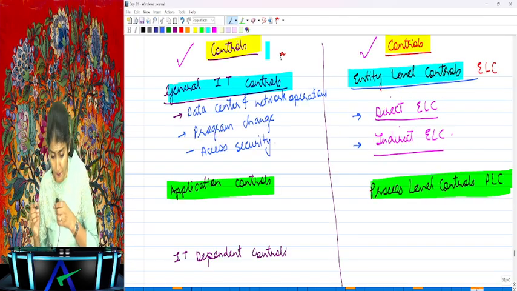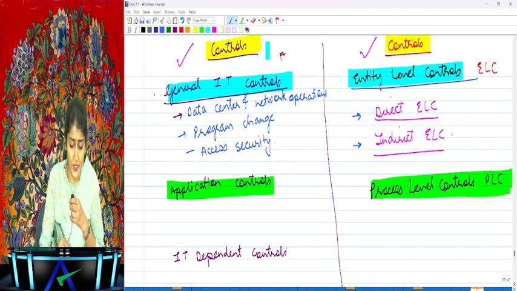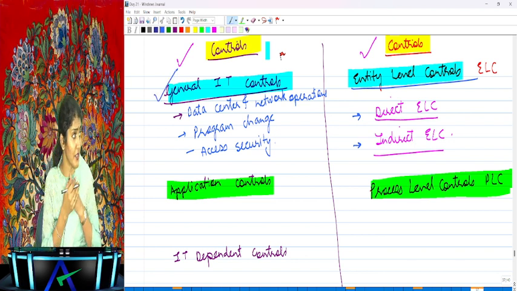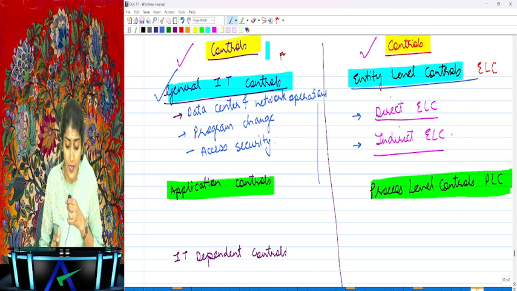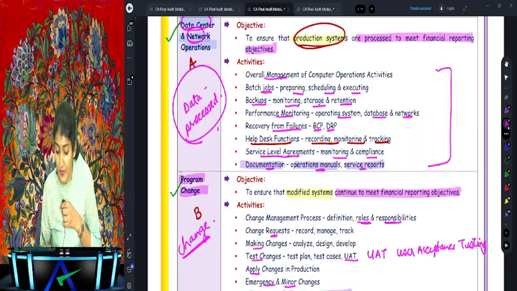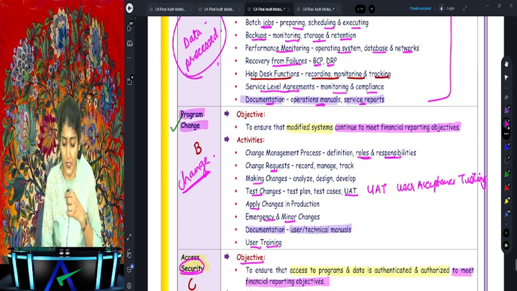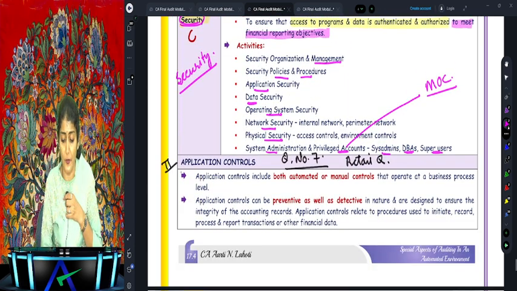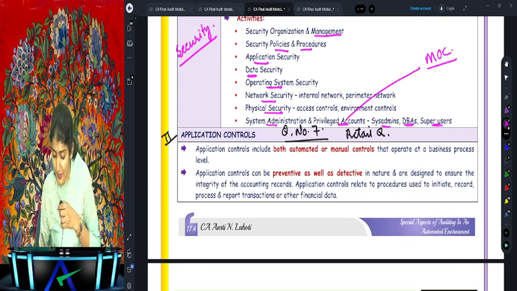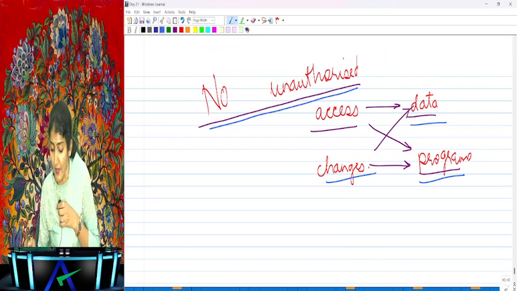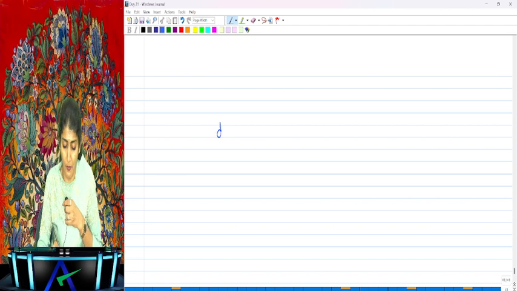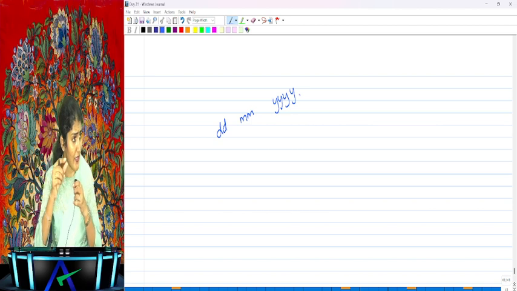The controls. Right, one controls which we finished discussing is the general IT controls. Now we are talking about the application controls and the IT dependent control. What does it say? Application control. The best example of an application control could be when you're filling up any particular form. When you're filling up any particular form, what does it say? The date which you need to put in the form has to be in the format of DDMMYYYY. And it does not accept the data in any other form.